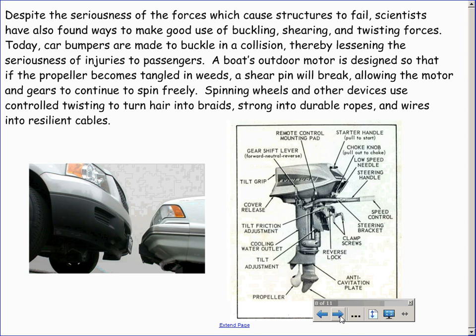A boat's outboard motor is designed so that if the propeller becomes tangled in weeds, a shear pin will break, allowing the motor and gears to continue to spin freely. Spinning wheels and other devices use controlled twisting to turn hair into braids, strands into durable ropes, and wires into resilient cables.